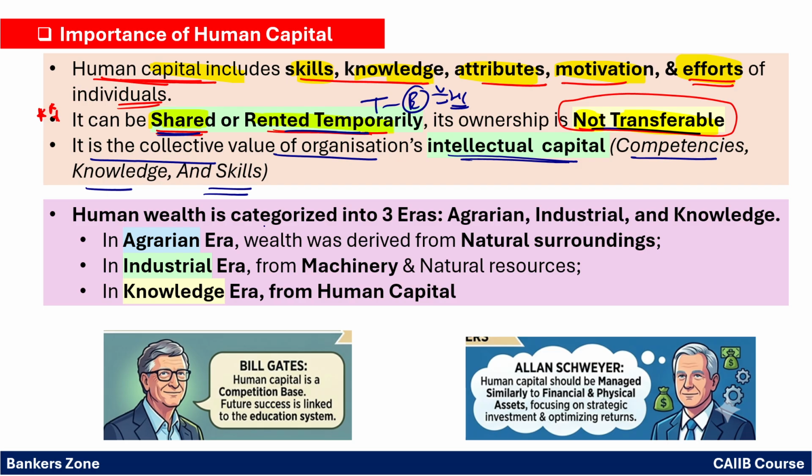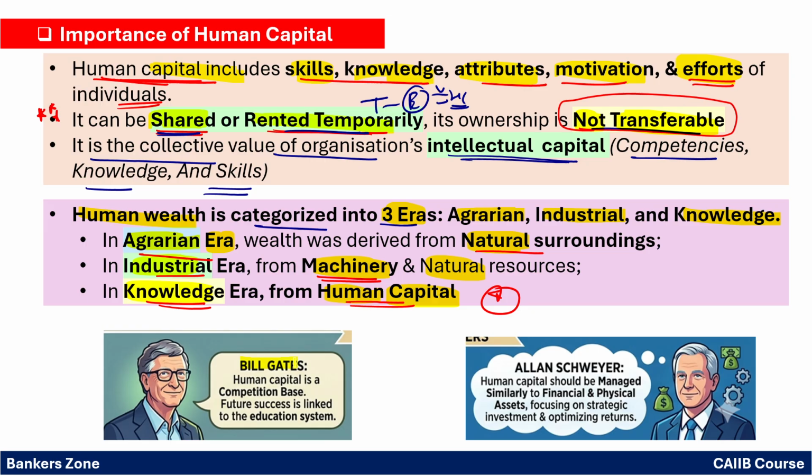So human wealth is categorized into three eras. In three eras, we will learn the human wealth. The agrarian era, the industrial era and the knowledge era. In the agrarian era, wealth is basically derived from the natural surroundings. In the industrial era, obviously, machinery along with the natural resources, the wealth is derived. And in the knowledge era, obviously the current era, we derive the wealth from the human capital, right? So very simple. Agrarian means simply the natural surroundings. Industry means the natural resources plus machinery, and knowledge means simply the human capital. So currently we are deriving the wealth from the human capital.